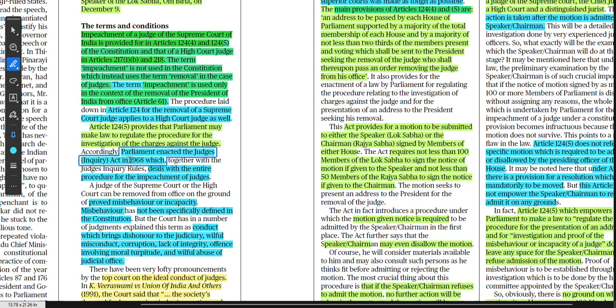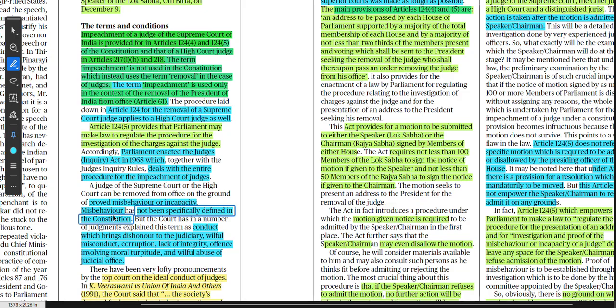If you see the previous questions, I think two questions in the last 10 years have been asked from this Judges Inquiry Act 1968. Now, a judge of the Supreme Court or the High Court can be removed from office on the ground of proved misbehavior or incapacity. So what are the grounds for removing a judge? There are only two: proved misbehavior or incapacity.